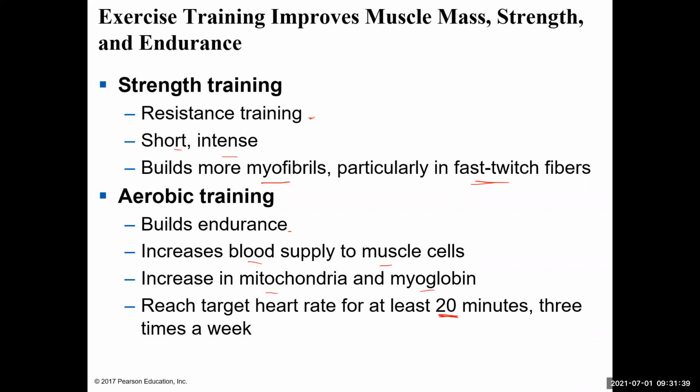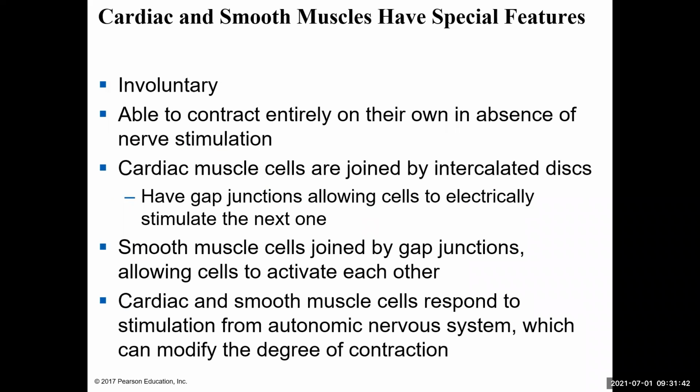Now, moving from skeletal muscles to your cardiac and smooth muscles, we're not going to go into as much detail with these. We're just going to talk about the different structural components of each and their uses, and then we'll finish up with our diseases. For cardiac and smooth muscles, they have some different features compared to skeletal muscles, right? First and foremost, they're involuntary. We don't control those contractions. So they contract entirely on their own in the absence of nerve stimulation, right? So they're working constantly.